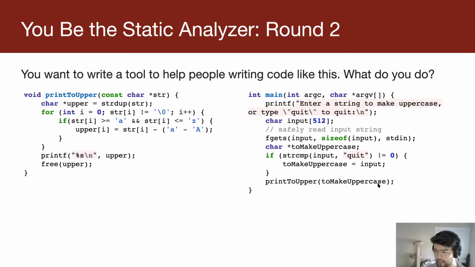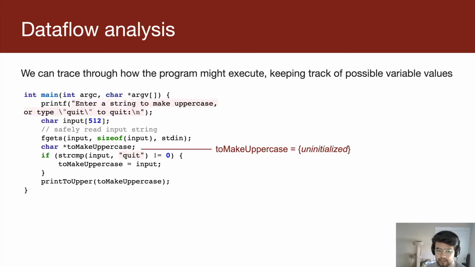And this technique is called Dataflow analysis, where you basically take your variables, your data, and then you just trace through the possible execution flows of the program, the possible execution paths, and keep track of what are the possible values that my variable has at this point.